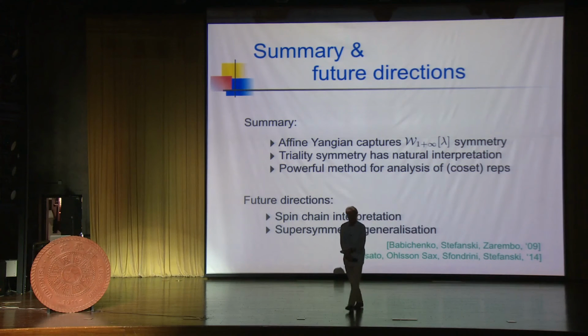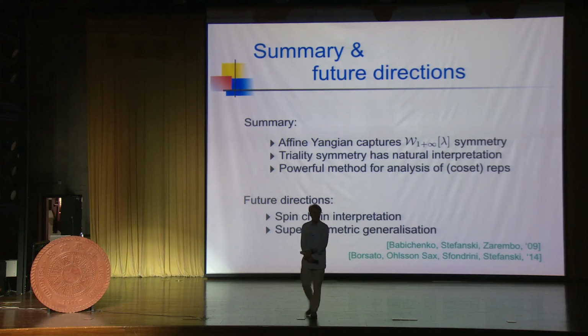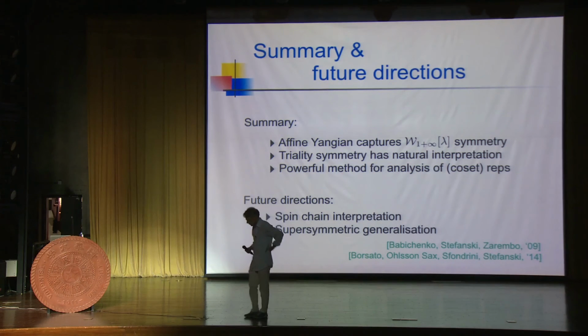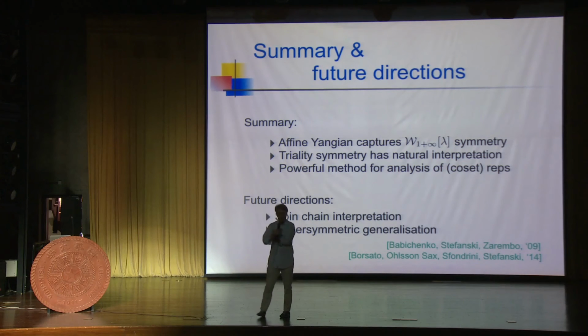Is there a physical generalization where you have n copies of the affine Yangian? Is there any way to generalize this? You have n copies of that Yangian. The reason for my question is that if you have n copies of the affine Yangian, you get this W algebra that appears in the AGT correspondence.